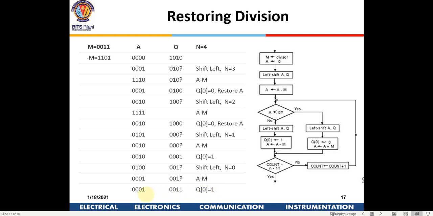Once we complete this, we get the result of 10 divided by 3. The remainder is what we get in A, the remainder will be available in A, and the quotient will be available in Q. So is this algorithm clear to all of you?